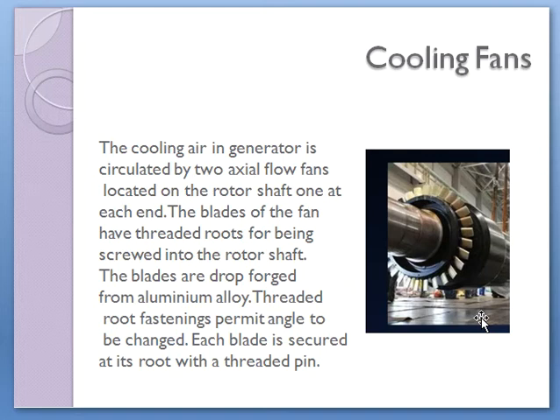So, there are two fans at both ends of the rotor. The cooling air in the generator is circulated by two axial flow fans located on the rotor shaft, one at each end. The blades of the fan have threaded roots for being screwed into the rotor shaft. The blades are drop forged from aluminium alloy. Threaded root fastenings permit the angle to be changed. Each blade is secured at its root with a threaded pin.